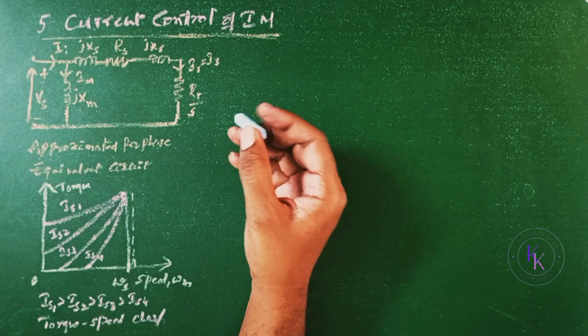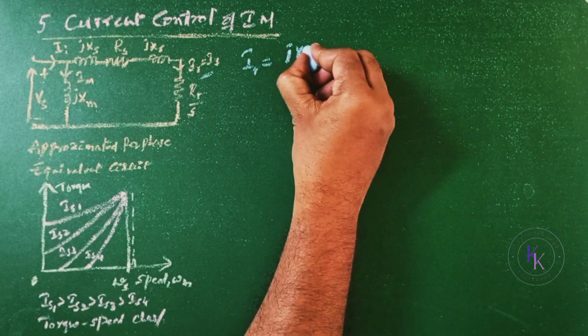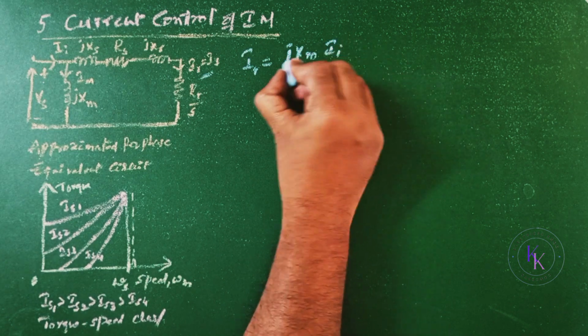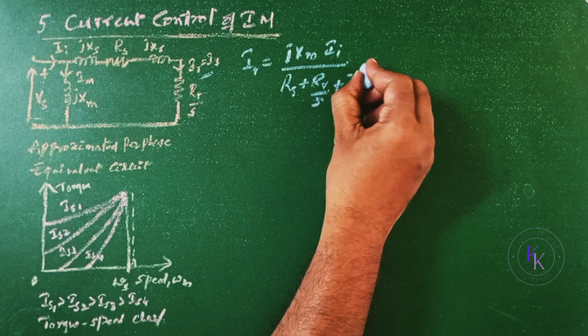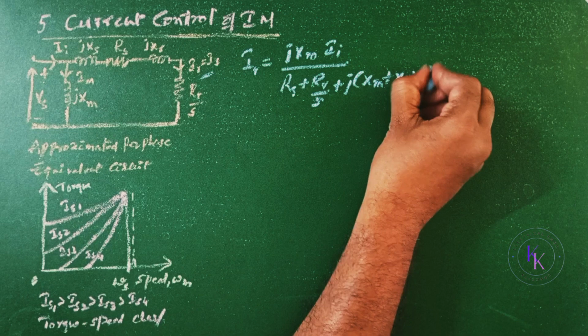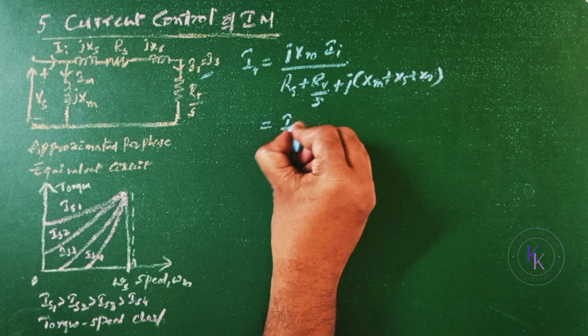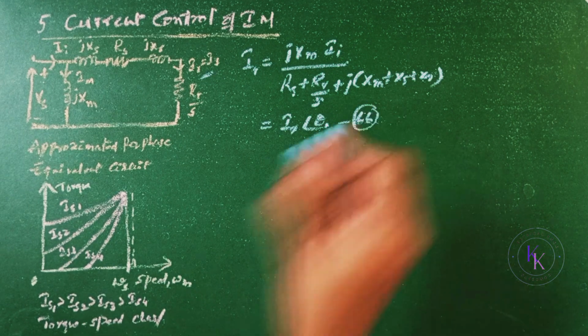From this, the rotor current can be found: IR equals jXM II divided by (RS plus RR by S plus j of total reactance, that is XM plus XS plus XR), equals IR at an angle theta 1. Let this be equation 66.